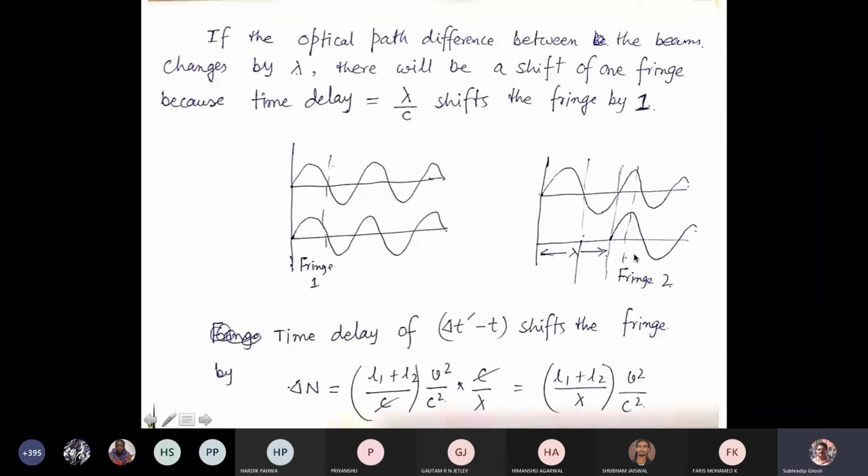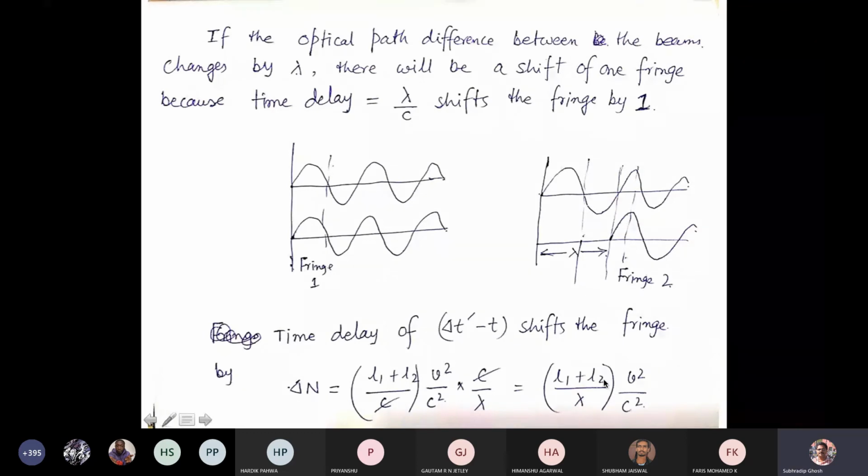So therefore, the fringe would be shifted by 1 due to this time delay of lambda by c, which is equivalent to a path difference of lambda. So if a time delay of lambda by c shifts the fringe by 1, what would be the time delay of delta T prime minus delta T shift the fringe by? It's simple. Delta T prime minus delta T we had calculated, which was this expression, and then I'm simply multiplying with c by lambda. And so I get this result.